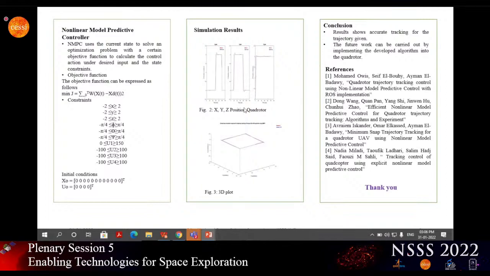These two images show the simulation results obtained by considering the rectangular trajectory. The conclusion from the experiment is that the result shows accurate tracking for the given trajectory, and future work can be carried out by implementing the developed algorithm on the real-time quadrotor. These are some of the references. Thank you.